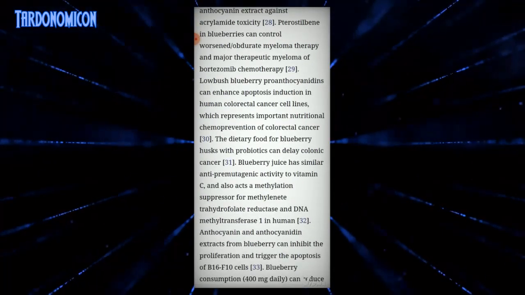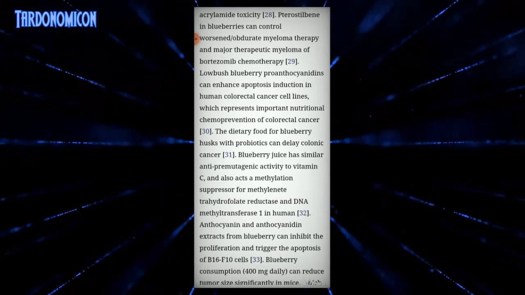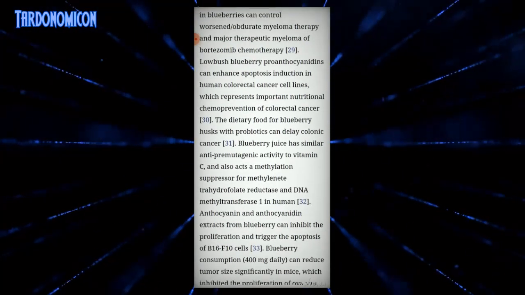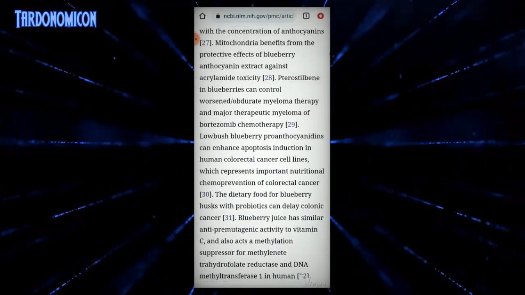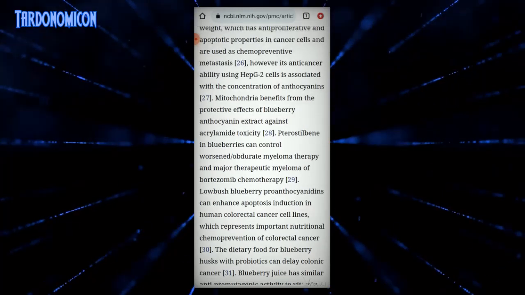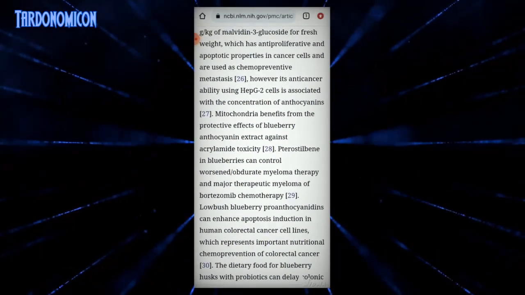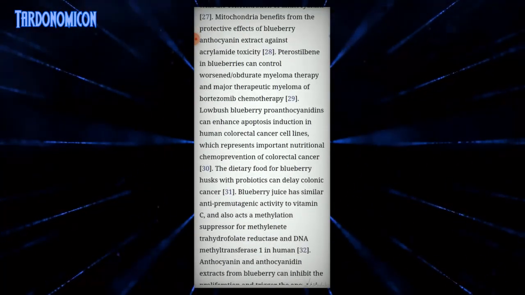Lowbush blueberry proanthocyanins can enhance apoptosis induction in human colorectal cancer cell lines. Now, pterostilbene, which is funny because I never actually really looked at the word to pronounce it before, I take this every day. I take a concentrated form of that in capsule form every day.